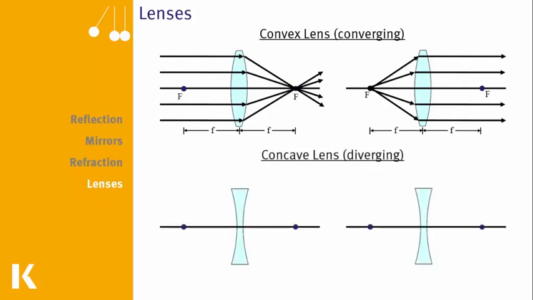The second type of lenses is concave lenses. Concave lenses are diverging systems, which means that they'll cause light rays to split apart instead of converge. Just like convex lenses, concave lenses also have two focal points.